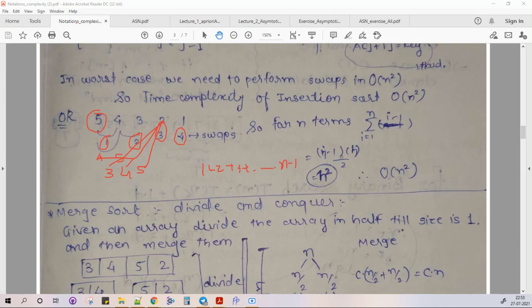If you solve it, you get n minus 1 divided by 2, multiplied by n, which is n square by 2 minus n by 2. So it is order of n square. Correct. So the worst time complexity of insertion sort is order of n square. And if it is already sorted, I don't need to perform any swap. I just make comparisons: compare with 1, 2, 3, 4, and I am done. I will just make n minus 1 comparisons. That's why the best time complexity is order of n and the worst time complexity is order of n square.